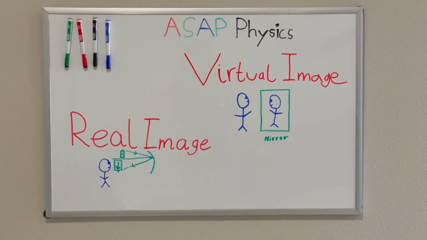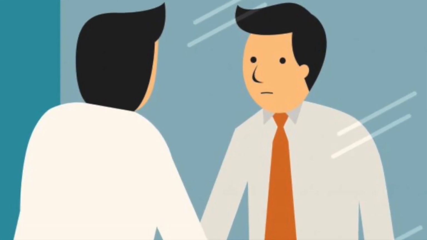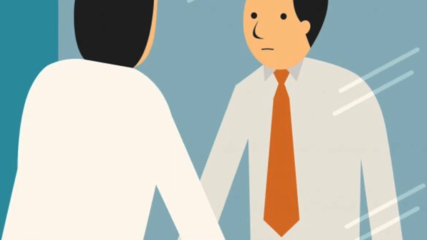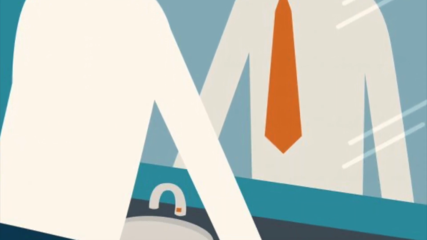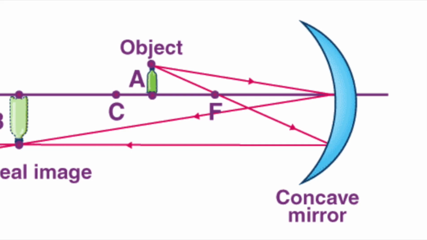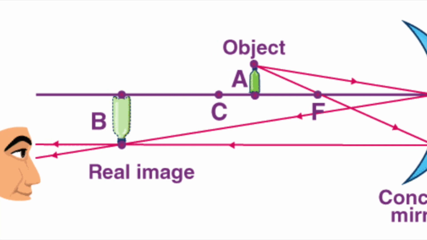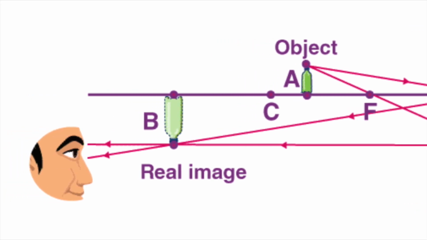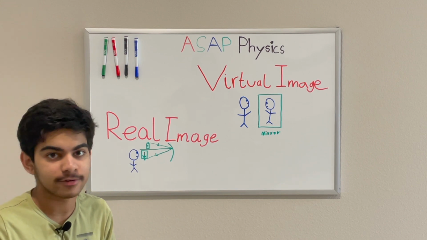Before we move on, let's quickly discuss what real and virtual images are. For our purposes, when an object is reflected from a mirror, and the image appears to be inside of the mirror, then we say that the image is a virtual image. However, if the reflected image seems to be in front of the mirror or on the screen of the mirror, then we say that the image is a real image. So now let's look into some examples of these virtual and real images.